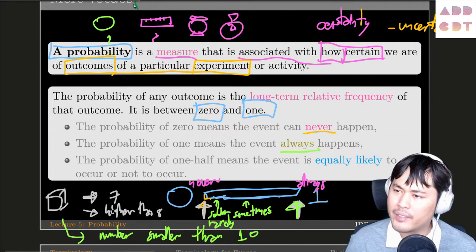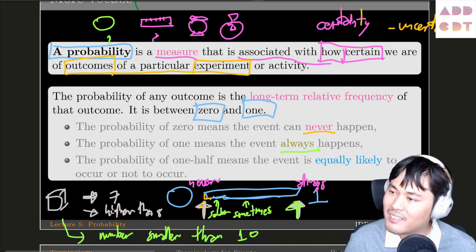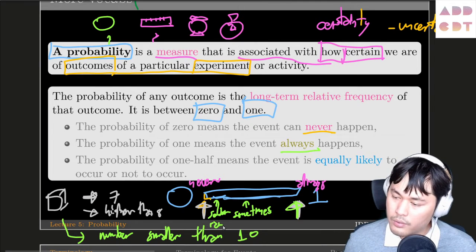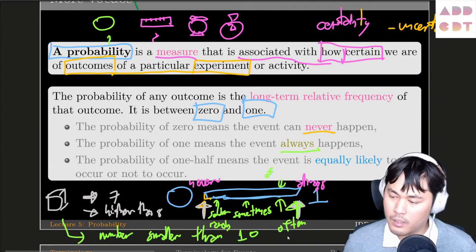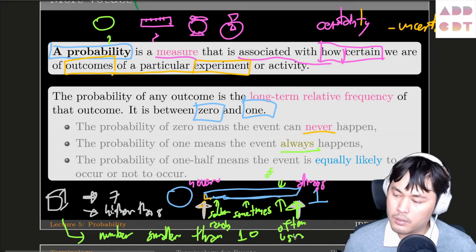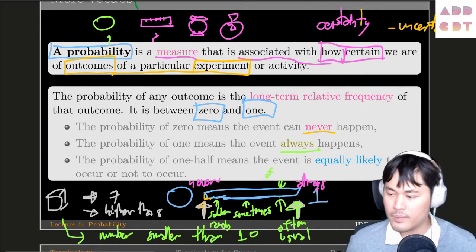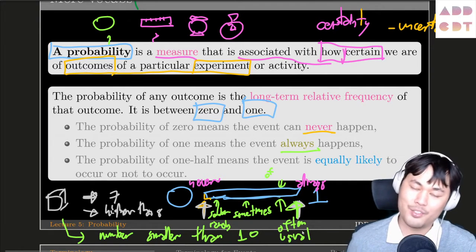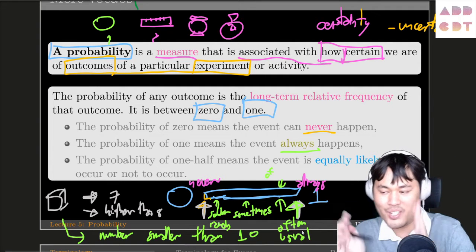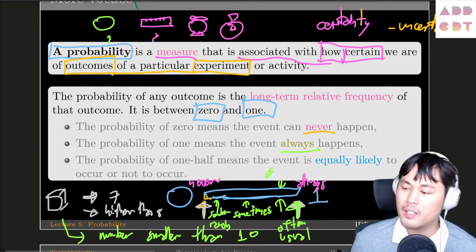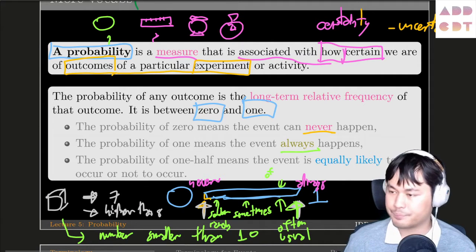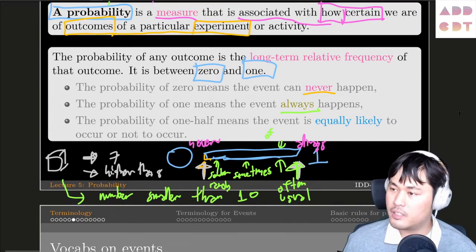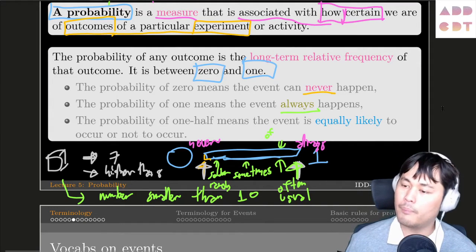Sorry about my handwriting. Rarely, like all the word often. Yeah, we have often or usual. Right, this word doesn't give you an exact number, but you can have a sense of where it lands on this scale between 0 and 1. Right, so that's the definition of probability.